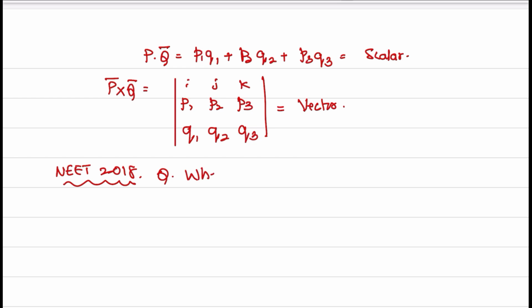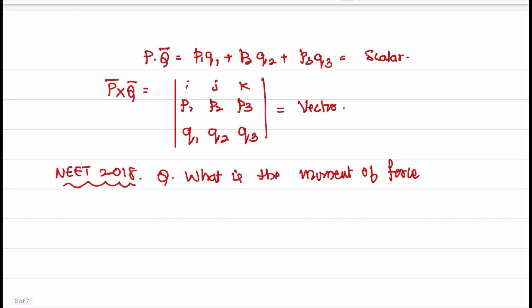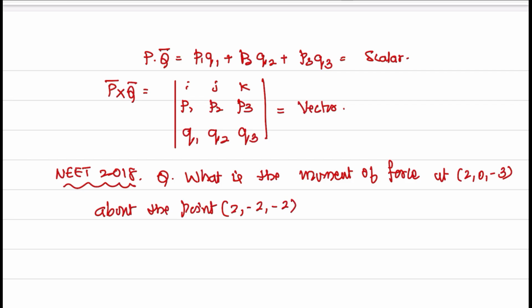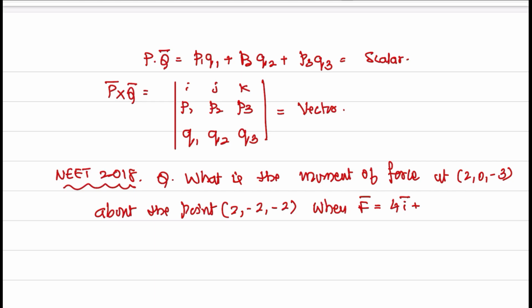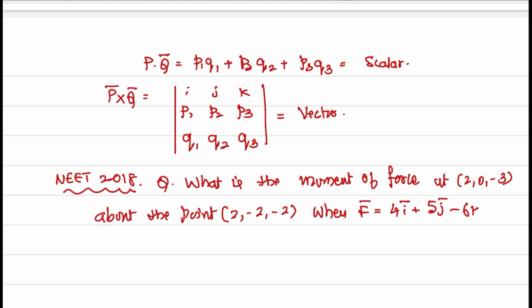What is the moment of force? Force at the point 2, 0, minus 3, about the point 2, minus 2, minus 2, when force F is equal to 4I plus 5J minus 6K. I will give the hint, but you try to solve it.